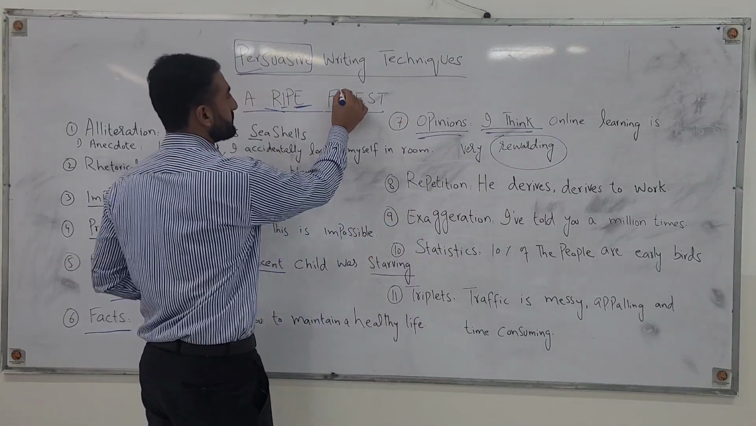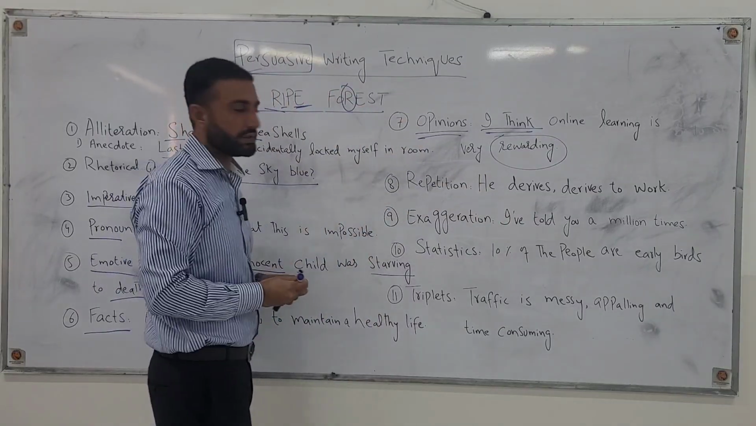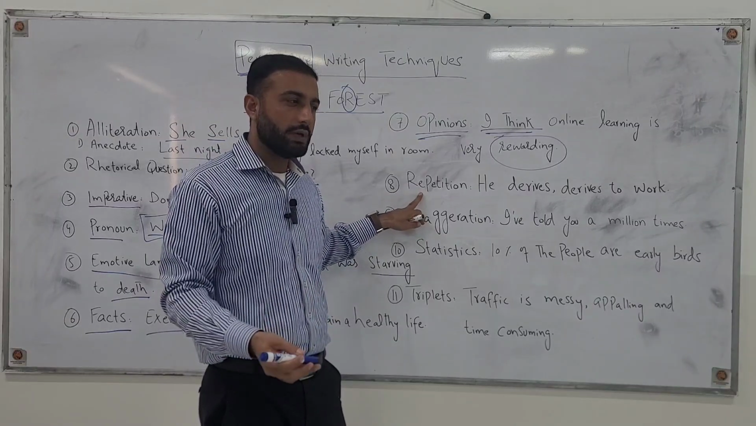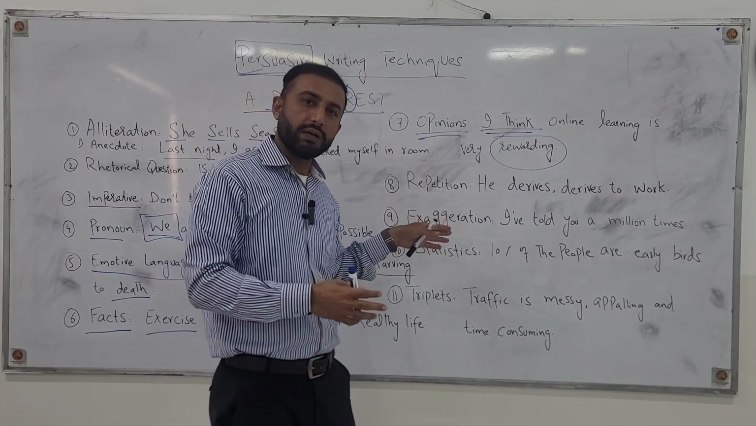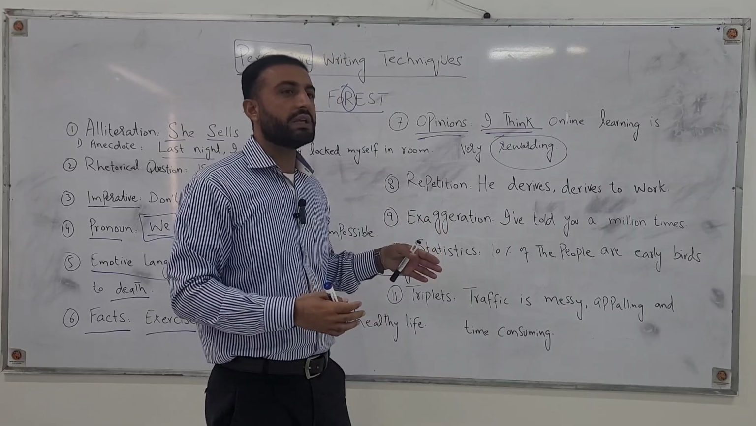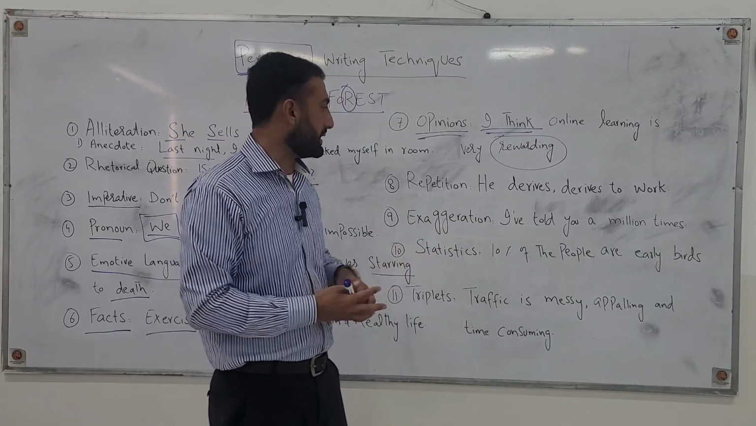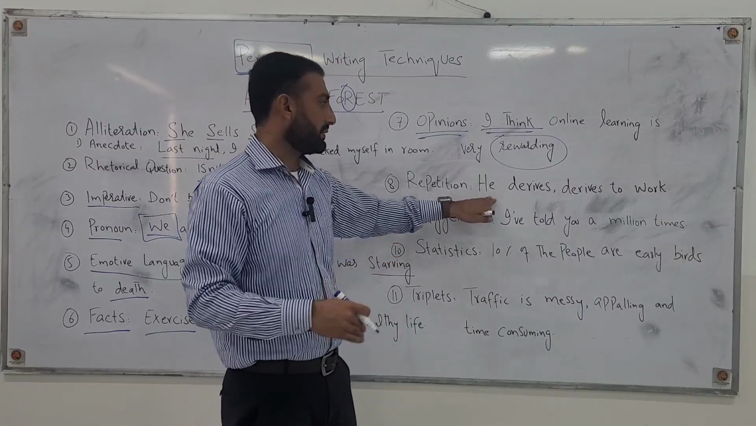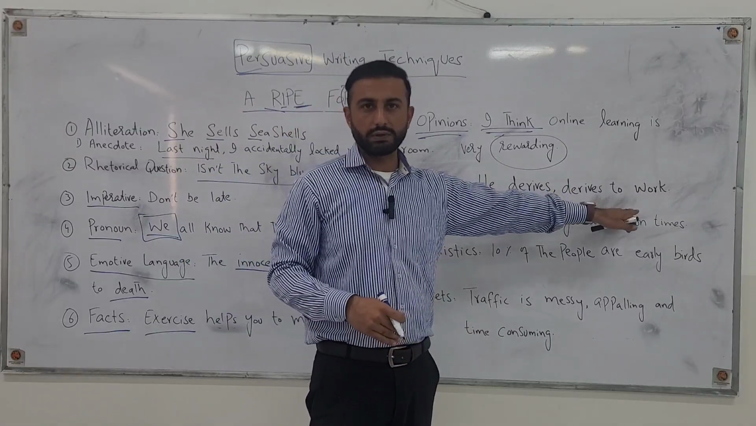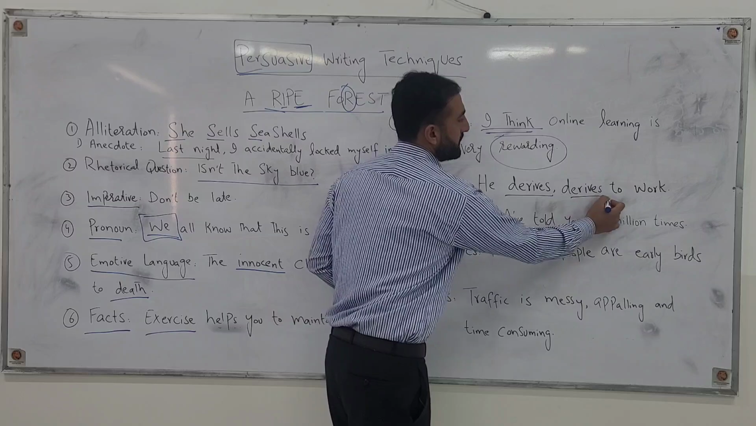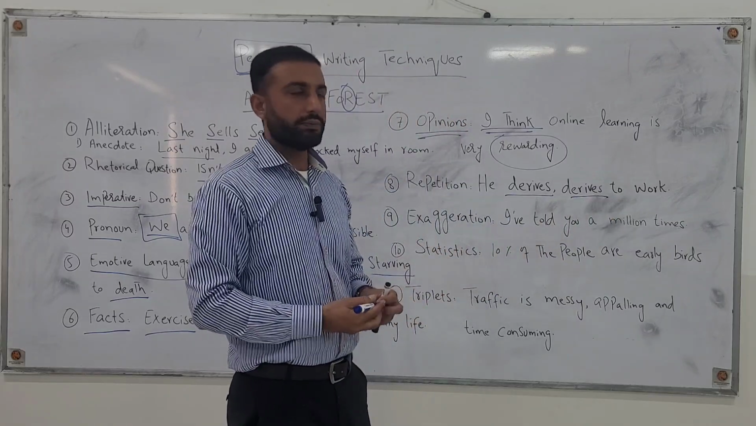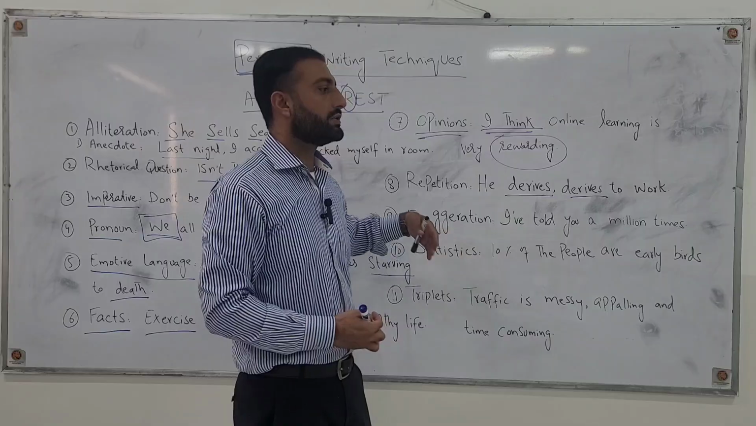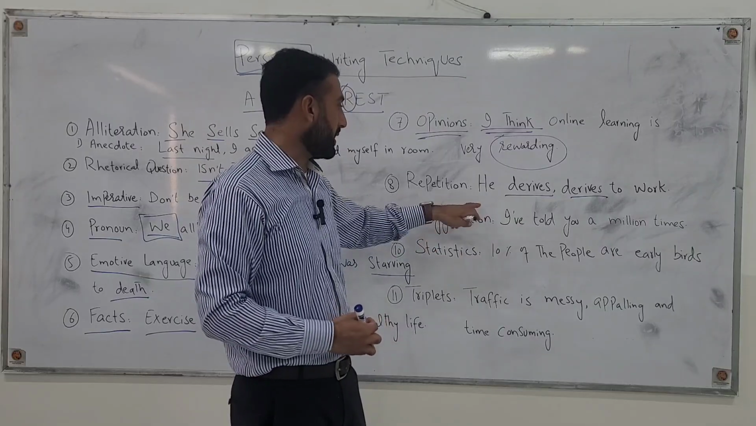Next is R, or repetition. Why do we repeat in our sentences? In order to make emphasis on our points, right? In order to show that we actually mean it. So you are repeating the same idea. He drives, drives to work, right? Same word is being repeated. So you are trying to show more emphasis, more authenticity, in order to show more convincing power here.